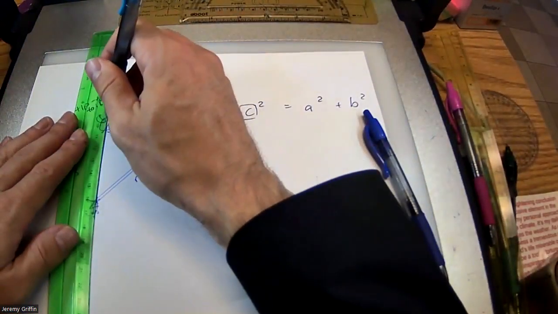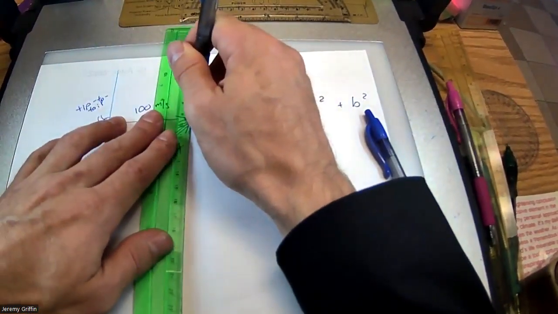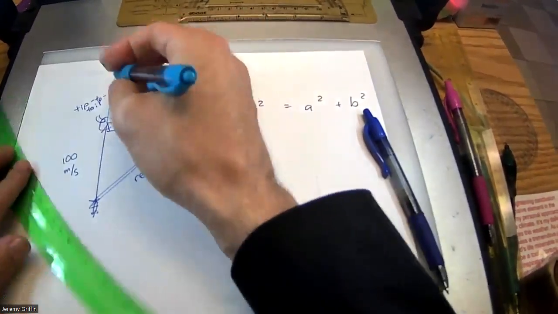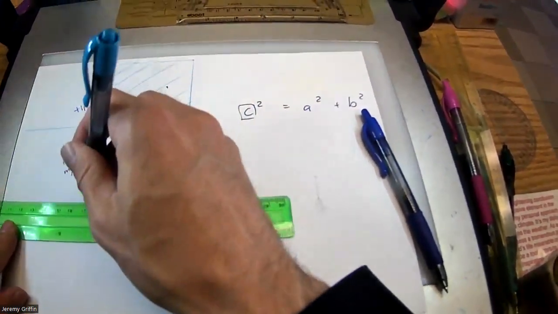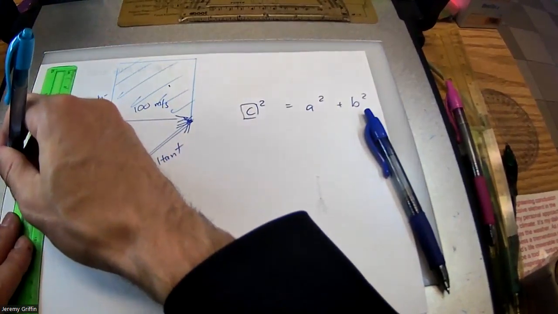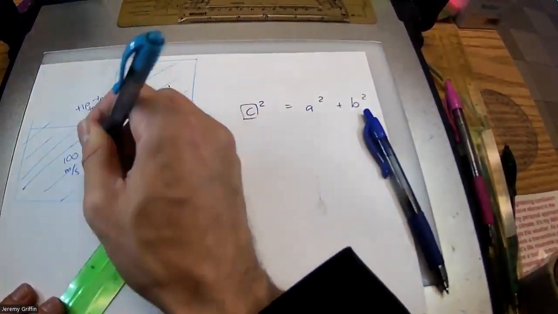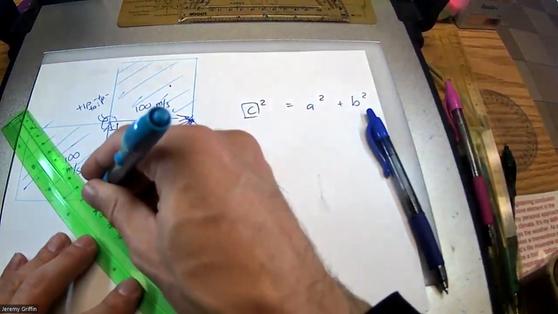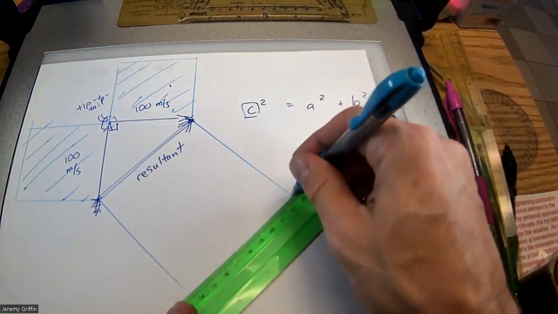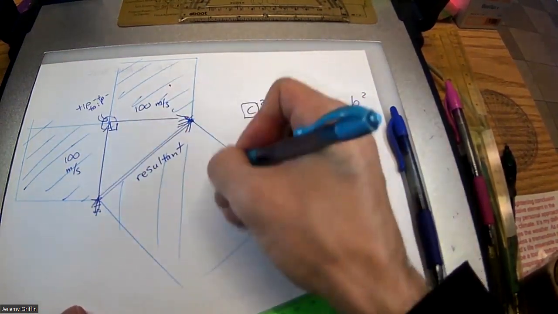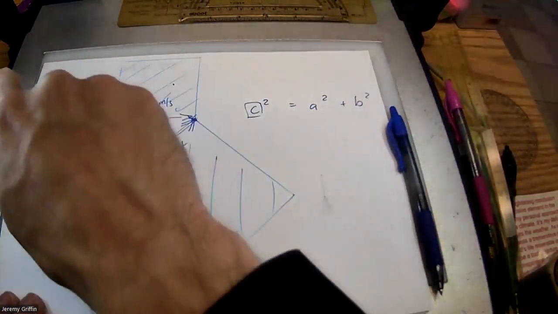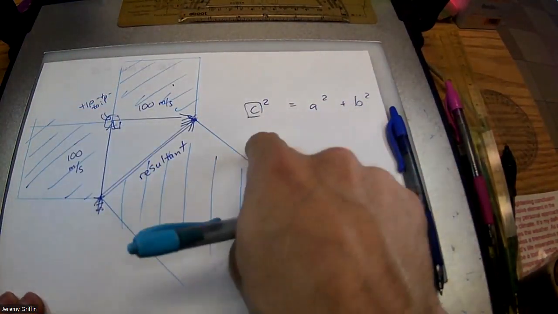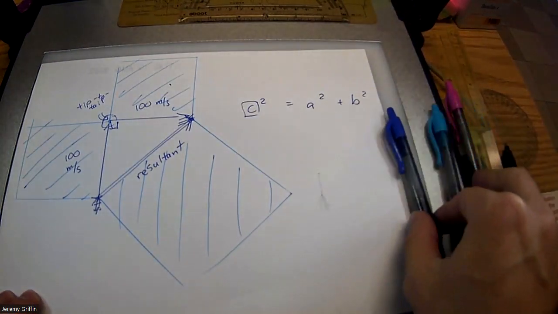Now, if you take this 100 meters per second and turn it into a physical square, and you take this 100 meters per second and turn this into a physical square, and you take the resultant, whatever that is, we're trying to figure that out, and turn that into a physical square, which is a pretty big square, would you guys believe that this square plus this square adds up to this square? That's exactly what the Pythagorean theorem says. So let's pop in some numbers.